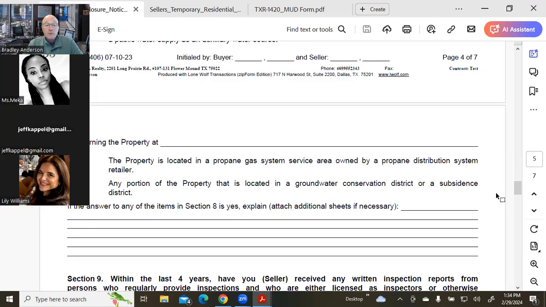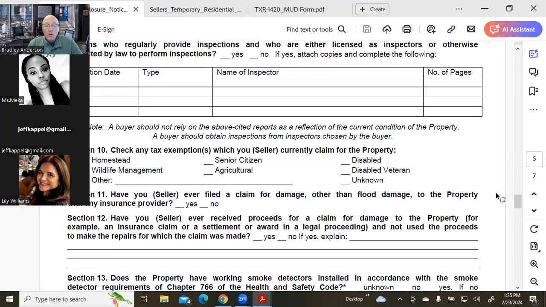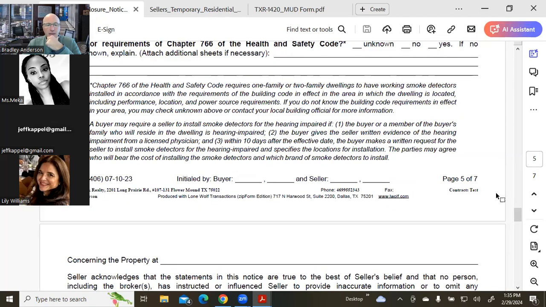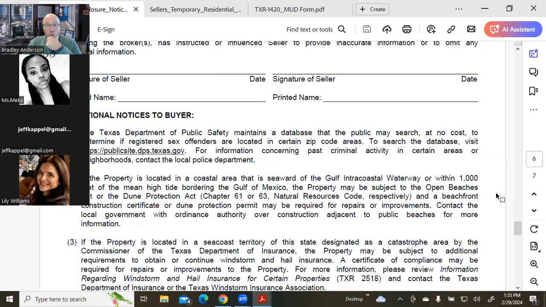All right. So the thing about the MUD was the main thing, and the piping. Everything else is pretty standard, but please, again, do not fill this out for them. Don't sign it for them, and make sure that they fill this out completely.